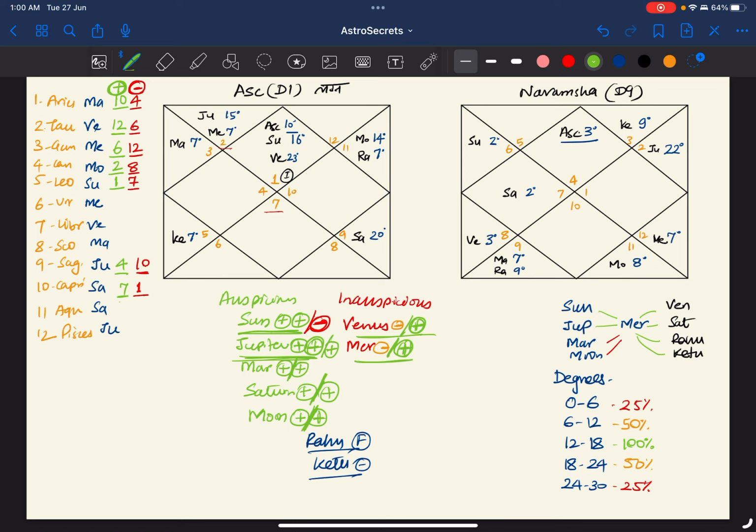If we consider Rahu and Ketu, Rahu basically is in the 11th house, which is a house of Saturn. So Rahu is in a friend's house in the D1 chart. If we take a look at the D9 chart, Rahu is in a house of an enemy. So instead of plus, we can have minus. So it is kind of plus and minus, again a mixed result.